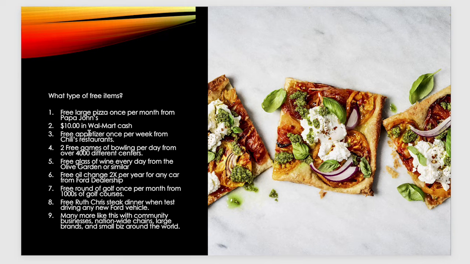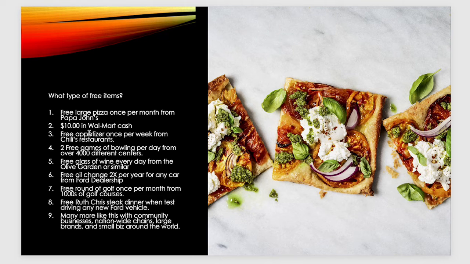So you get a free appetizer once per week from a Chili's restaurant, 2 free games of bowling a day from over 4,000 different bowling centers, a free glass of wine every day from Olive Garden. We also have Buffalo Wild Wings with Miller Coors, giving a free draft of Miller Coors. Okay, we can also do that with the bowling centers as well. Free round of golf once per month from thousands of different golf courses. I think it's American Golf, and we also have the PGA involved. So a lot of different golf courses want you to come once per month, get your free round of golf, and we'll explain why that happened.